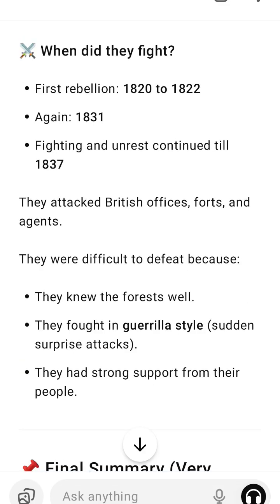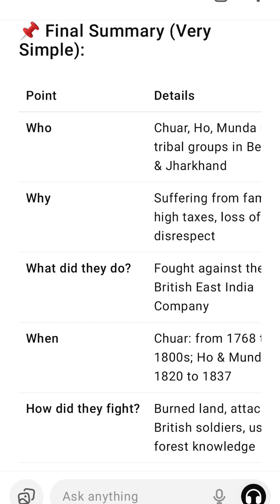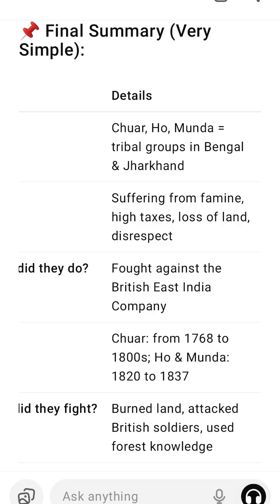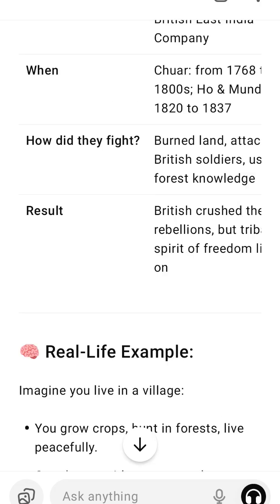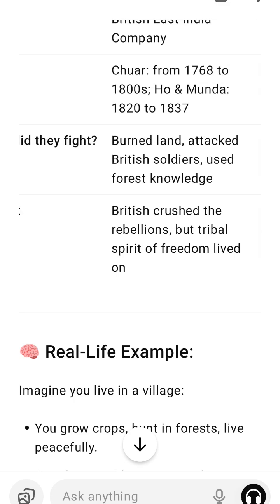Who were the Chuar? The Chuar were a tribal group, mainly living in the jungle mahals, forest regions of Midnapore district, Bankura and Purulia in West Bengal. They were Aboriginal people, meaning they were the original forest-dwelling communities. They made a living by farming, forest produce, and traditional rights over land and jungle.